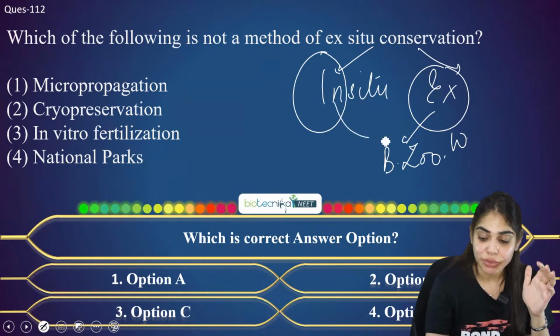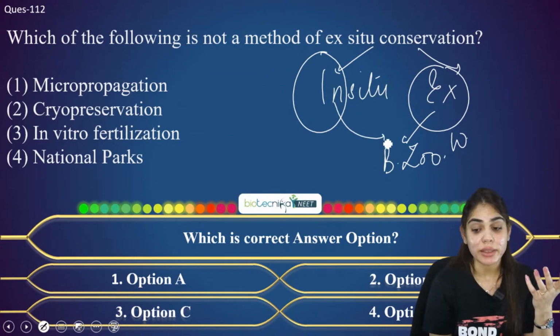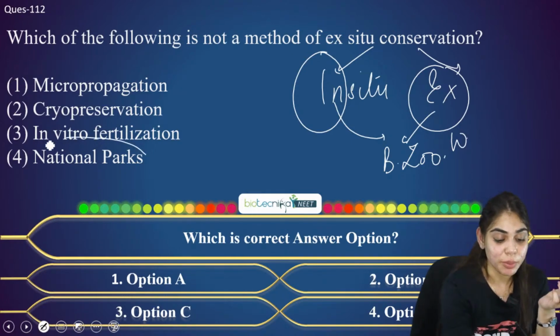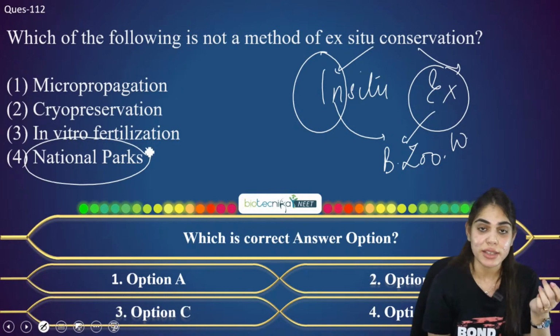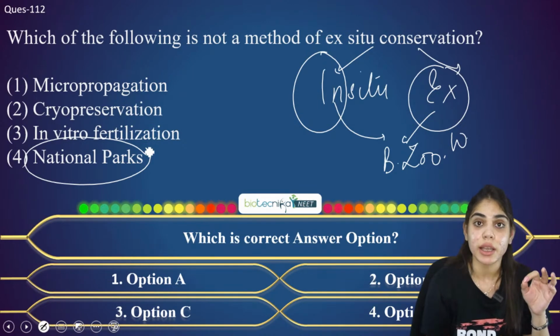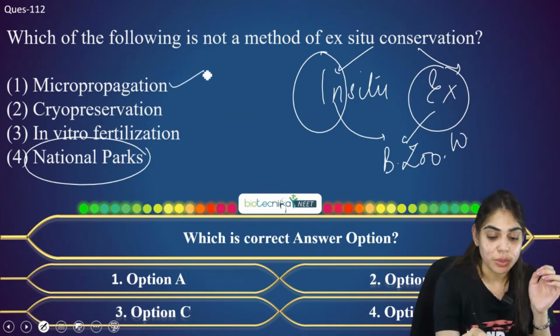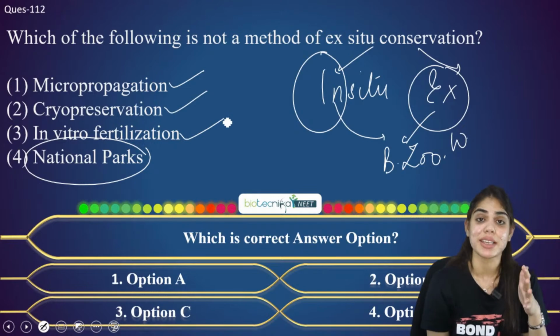So this is actually for in situ. So what is not a method of ex situ conservation? National park, because national park, wildlife sanctuary as well as zoological parks, they are for in situ. Now all these options, it is for ex situ conservation. What is given over here?